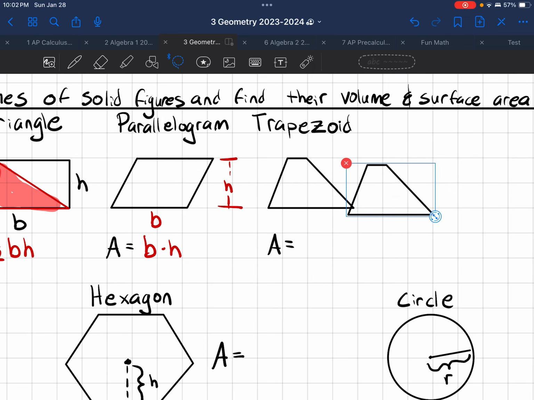So the problem with this is I have 2 trapezoids. So my very last step will be dividing by 2. But I can find the area of these 2 trapezoids really well if I rotate this. I want to rotate this and keep it the same size. Hopefully I kept it the same size. It looks like I made it a little bit too big.